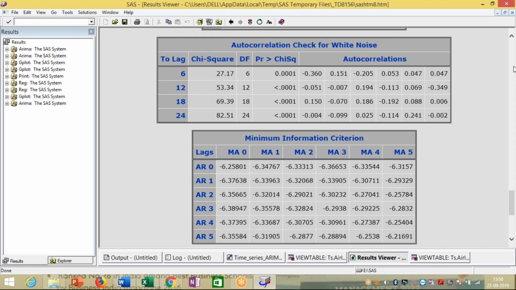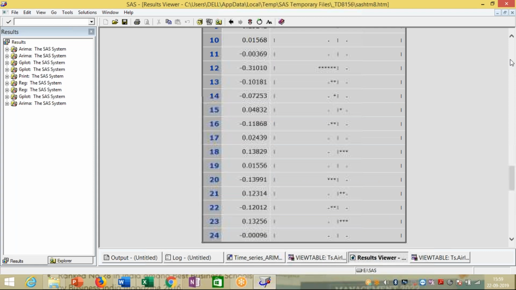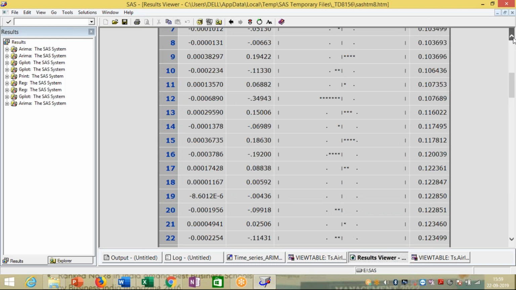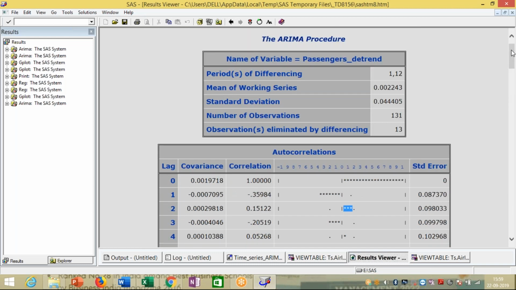So one thing that we can say is that whatever the autocorrelations that we are observing, from the first to the sixth lag, sixth to 12th lag, whatever, each of these are statistically significant in nature, right? So therefore, I can say that this detrended series that I have over here is still a non-stationary series, right?